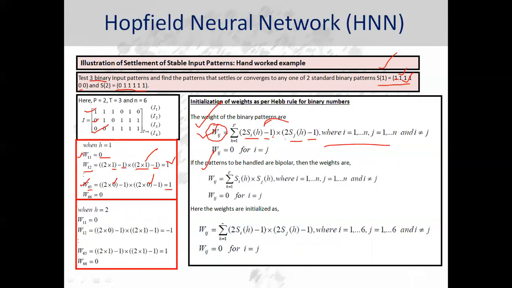And W66, W55, W44, W22 all will become 0. We know that self connections have weight equal to 0. So these are the weights calculated for storing this pattern number 1.